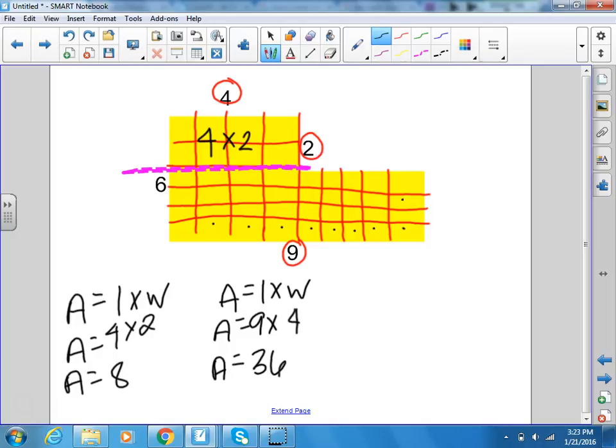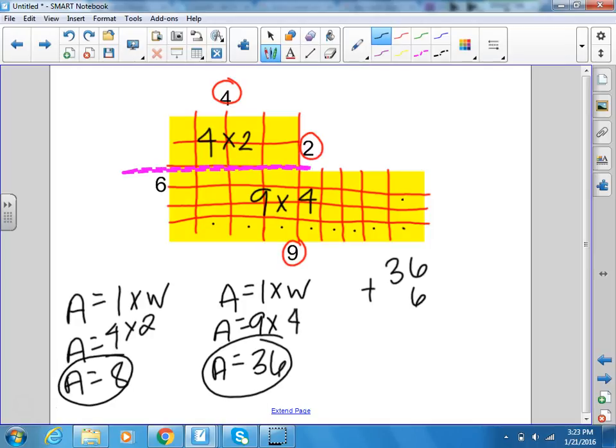Now remember, we're not done. Again, you can have them write the dimensions where this is. We're going to take the area from one rectangle as well as the other, and add them together. So we know that 36 plus 8: 6 plus 8 is 14, and 1 ten plus 3 tens is 4 tens, which equals 44.